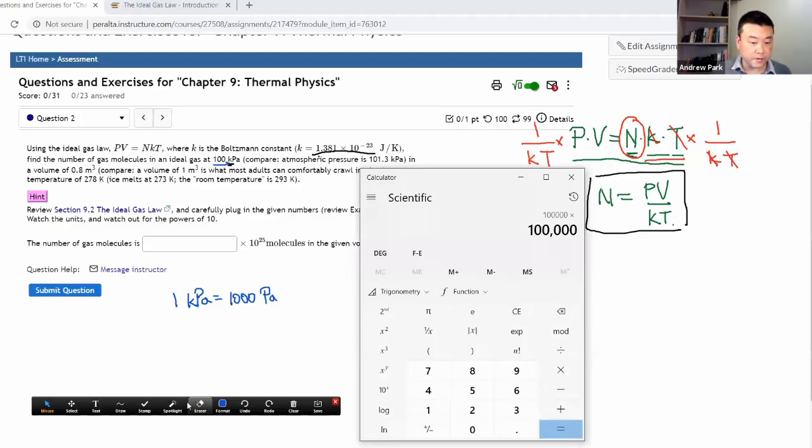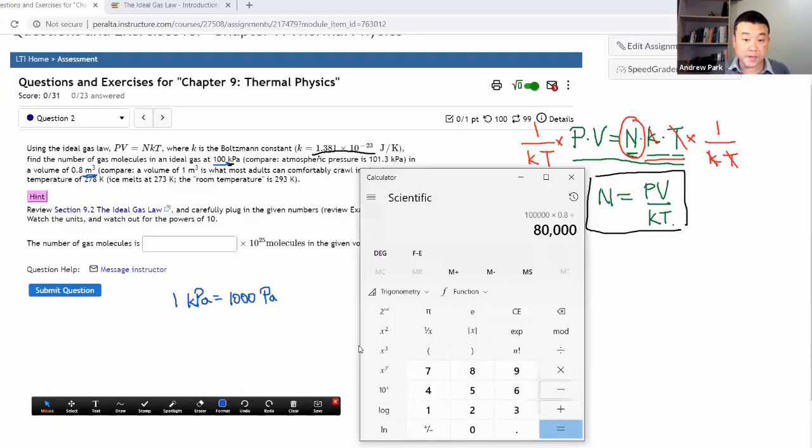It's already given in the basic SI unit of meter cubed, so I'm going to leave that unit alone. I can just plug in 0.8 for my volume. Okay, now I need to divide by the Boltzmann constant. And this is where you have to be careful. You have to know how your calculator works.